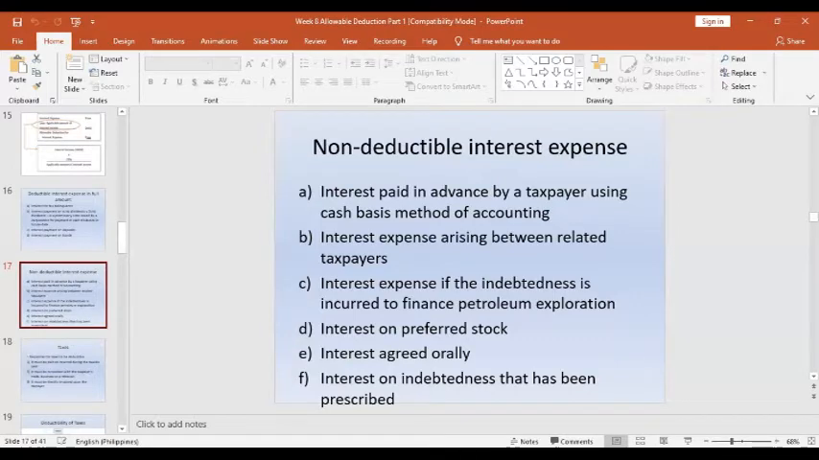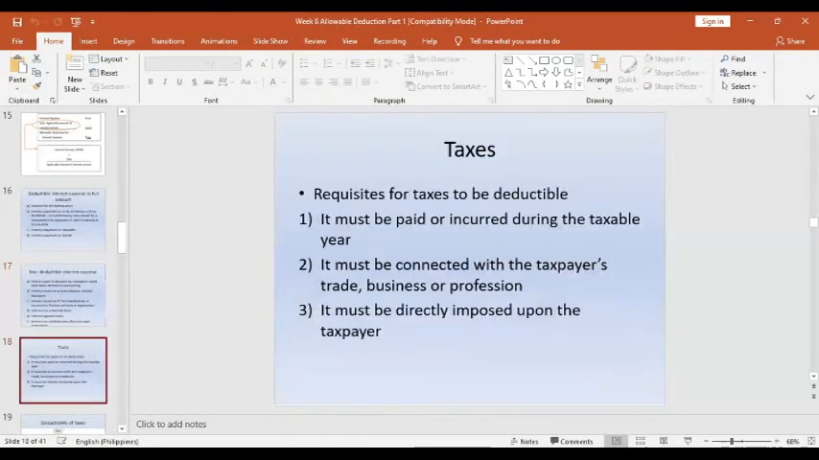Interest expense arising between related taxpayers. Okay. Interest expense if the indebtedness is incurred to finance petroleum exploration, or if you're granting a loan to finance petroleum exploration, then this interest expense is non-deductible to the gross taxable income. Even the interest on preferred stock is non-deductible. Interest agreed orally, and the interest on indebtedness that has been prescribed. So those are the non-deductible interest expenses. It means these are the itemized interest expenses which are not allowable deductions to the gross taxable income. The third itemized deduction is the taxes.